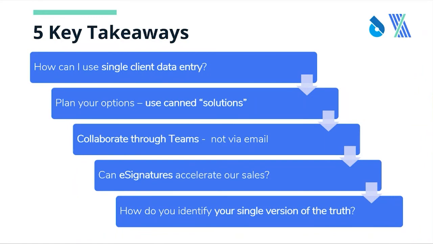And then the final point is, how do you identify your single version of the truth? If someone else is coming into your account, how do they know that's the contract, that's the Word document, which is the final version? We talked about records management as a way of doing that. So hopefully those 5 key points come together, and that's what we've found today: turn it into a story which hopefully people can understand and resonate with.